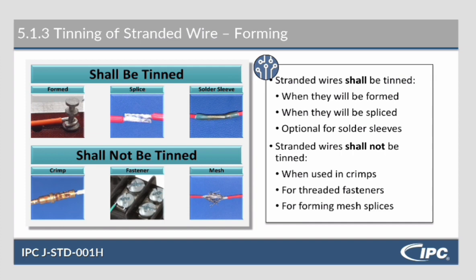For crimps and fasteners, the wire needs to be a little more pliable to go into that crimp without breaking the wire or the contact. Same with the fastener, it needs to be able to go around the hardware and be screwed in or bolted in. It needs to have a little bit of give to it. With the mesh splice, those strands need to be separated, and it's hard to separate a wire when it's been converted into a solid piece of metal. You can try, but I don't know if you're going to have much luck with it.